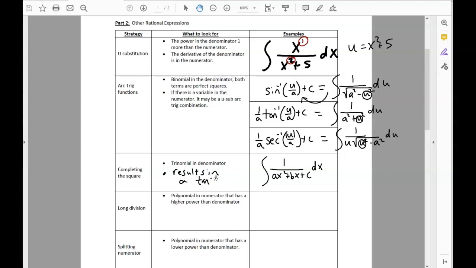Finally, we also have long division. Long division happens anytime that the polynomial in the numerator has a power that's greater than that of the denominator. So for example, if you had like x cubed plus 2x minus 1 over x squared minus 5. So in this case, you'll notice that the power in the top is greater than the power in the bottom. In that case, you're going to want to consider doing some long division. Finally, you have splitting the numerator. This one's kind of hard to notice.